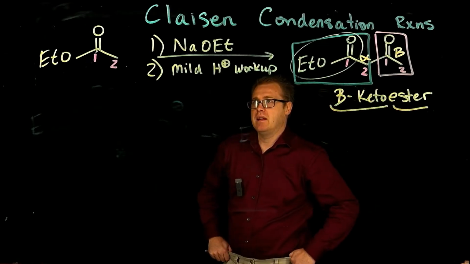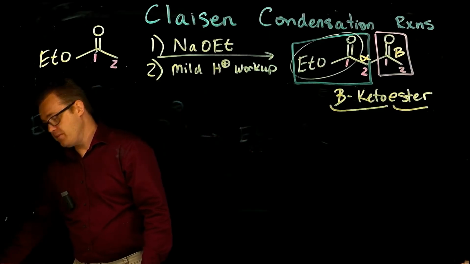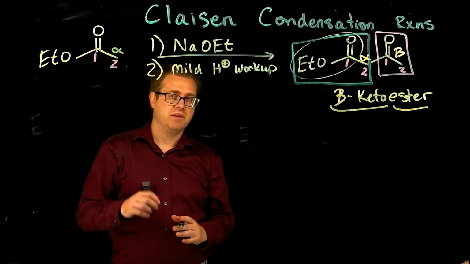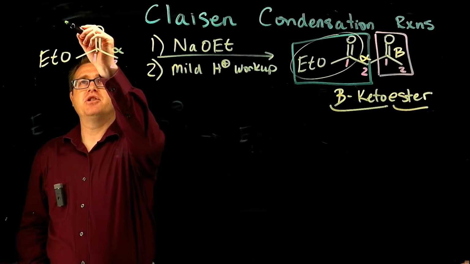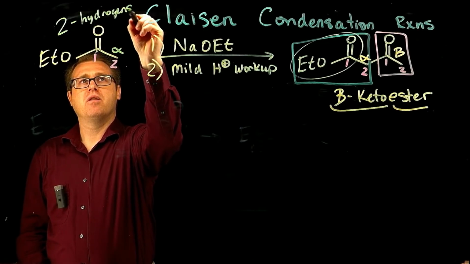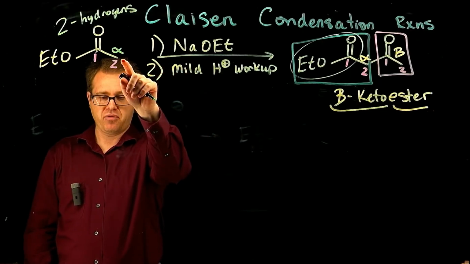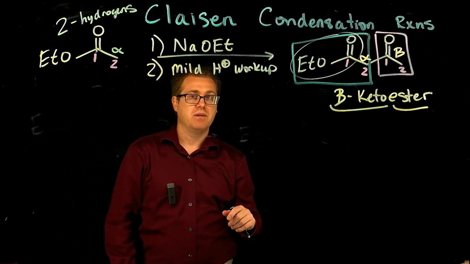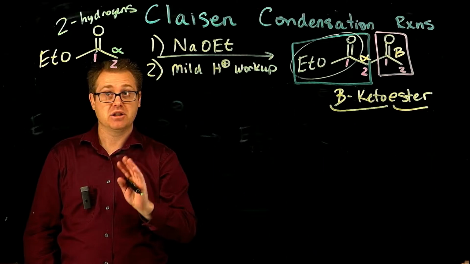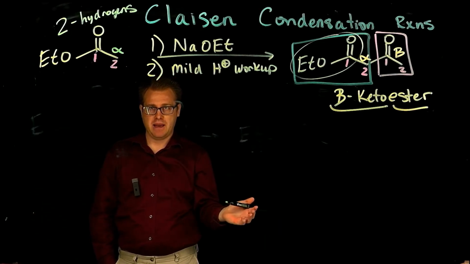The second thing that you need to be aware of, and this is a very, very important rule, is that on the alpha carbon of the starting material, you have to have 2 hydrogens. You have to have at least 2. In this reaction, we have 3, so we're good to go. But if you only have 1 hydrogen, it does not work. And you're going to see why it doesn't work in the mechanism.